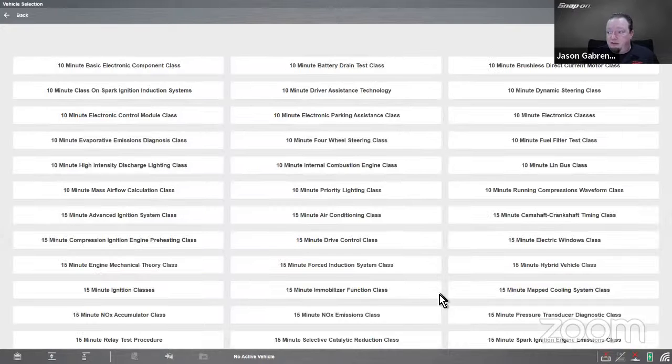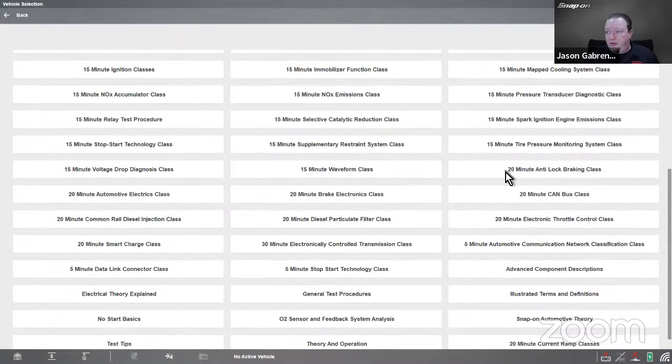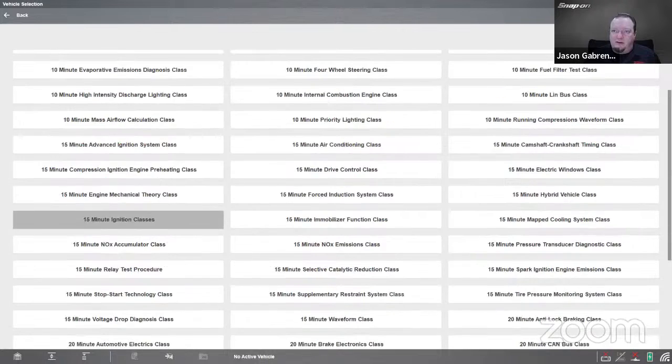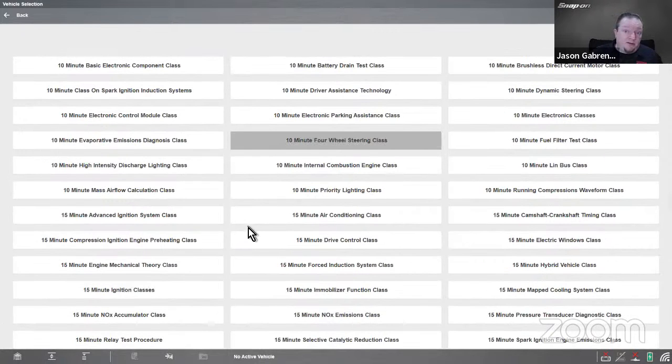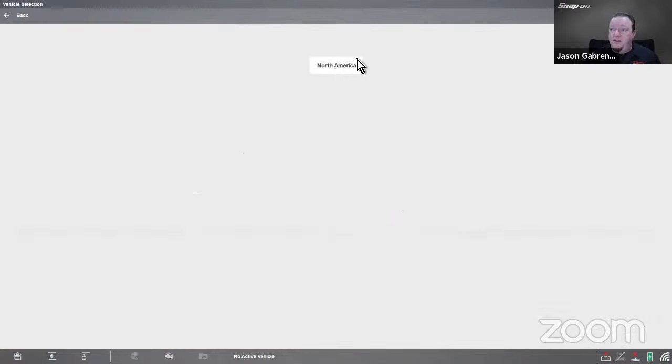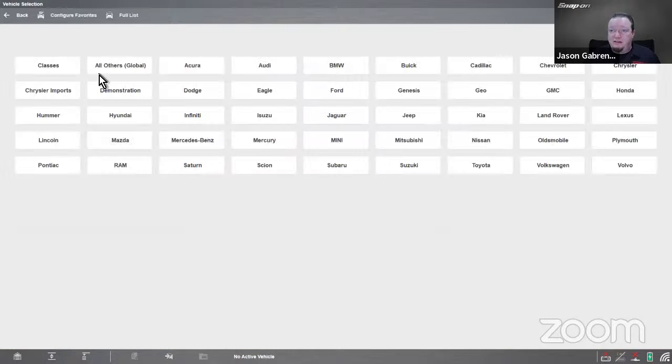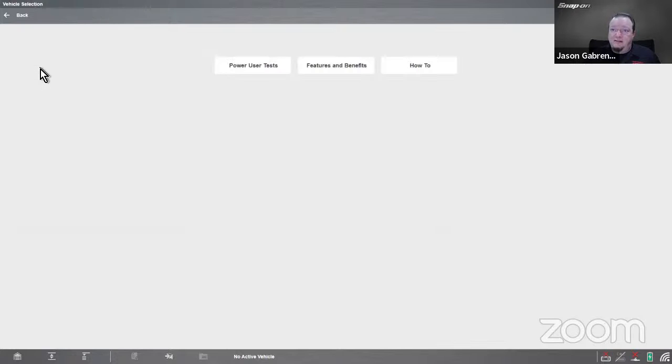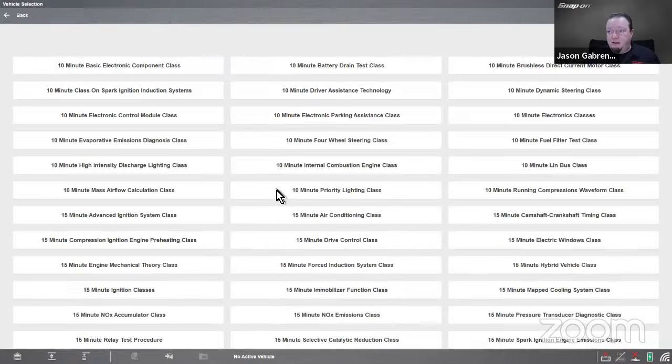So if you go in there, it's going to be in there. It's the first couple of 20-minute classes. So 20-minute anti-lock braking, 20-minute brake electronics are in there. Plus, of course, all the other stuff that's in there, knocks and immobilizer and ignition and stuff like that. So all that stuff is, like I said, readily available. If I just go, make sure there's no vehicle, because otherwise it's going to be in the vehicle menu: guided component tests, database, classes, and then how to. And that's all in there. Hopefully that answers your question, Claude.